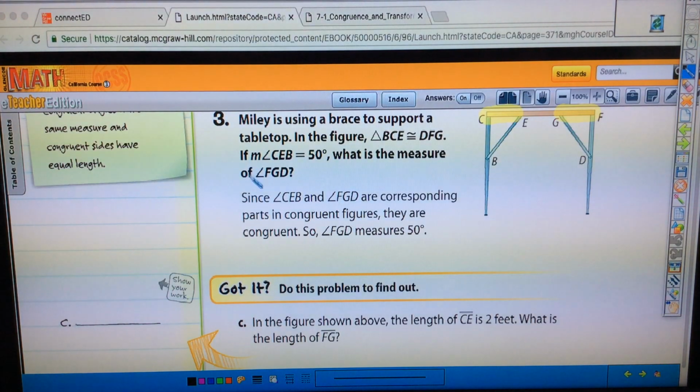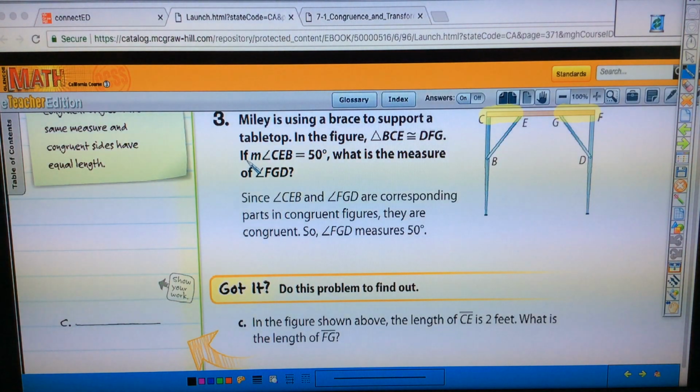This is example 3. This is the last example. These are word problems, and it's really more of the same. These are pretty easy to do. It says Miley is using a brace to support a tabletop. In the figure, triangle BCE, that's this triangle right here, is congruent to triangle DFG. Okay? They're congruent. Same size, same shape.